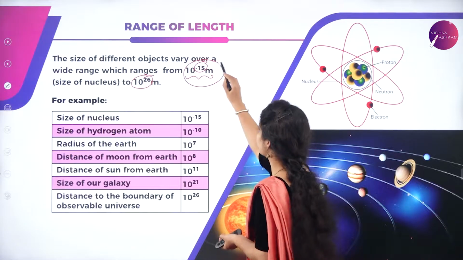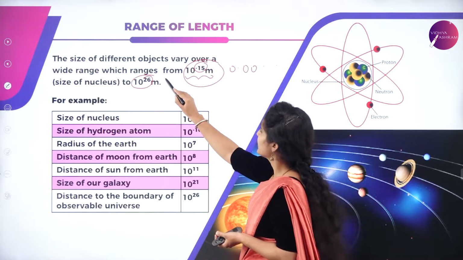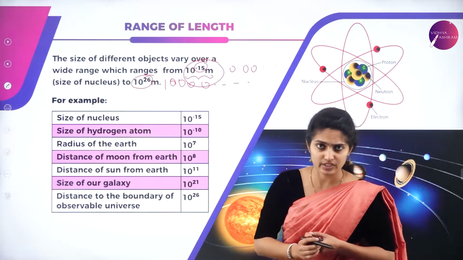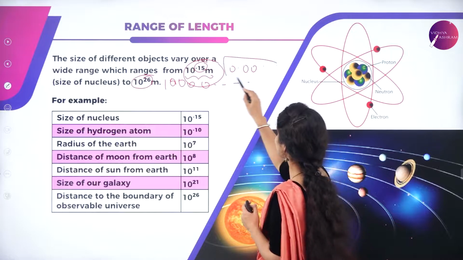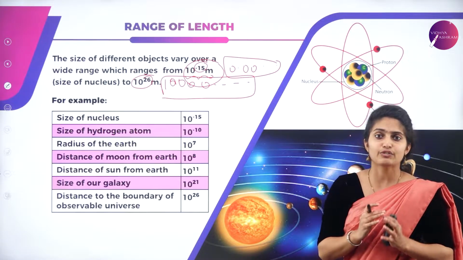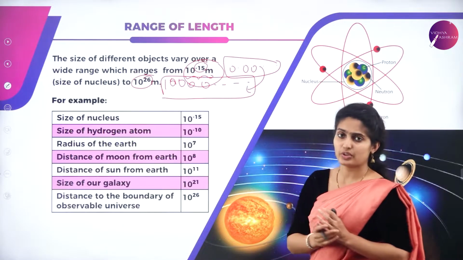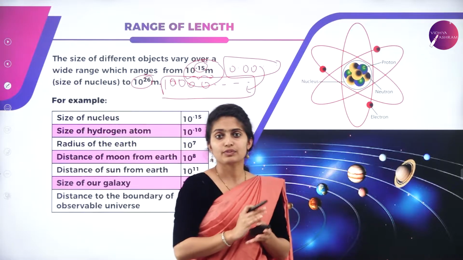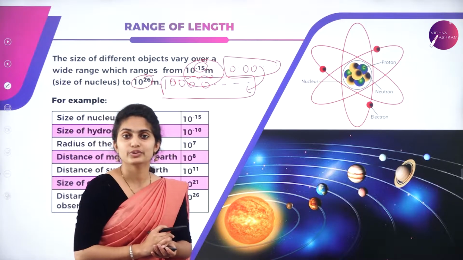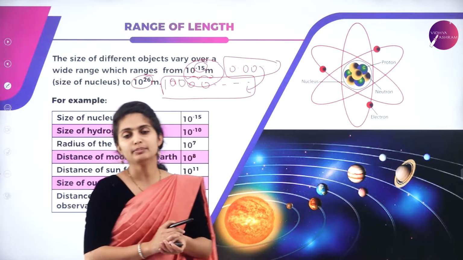This is the smaller range, which comes like 0.000000, it keeps on going, and this is like 1000000, it keeps on continuing. Understood? So this value is very small and this value is very great. There are different objects which range from this part to this part, that is 10 to the power of minus 15 meter to 10 to the power of 26 meter. All lengths in the universe are considered in the SI unit. That is why they have given it in meters.